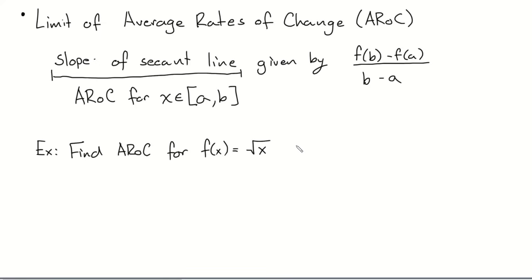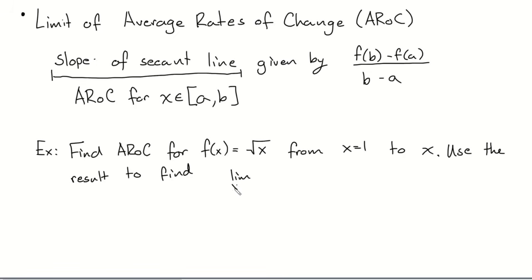And let's say from x equals 1 to x. And I know that that seems weird. We're just going from a very specific starting point from 1 to some unknown right now. Okay. Now, as we do this, there are really two parts to this. The second part is we are going to use the result to find the limit as x approaches 1.